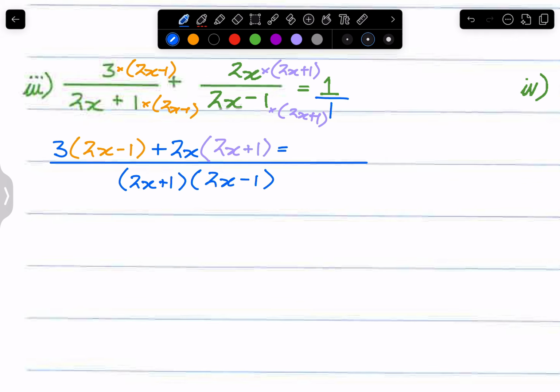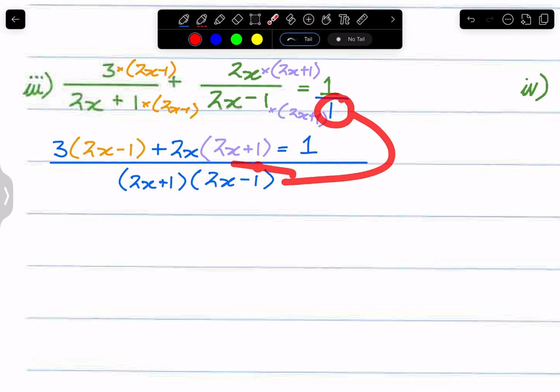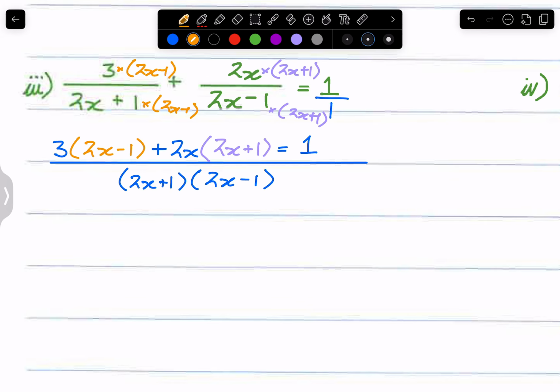We carry the equals. Now it's going to be 1 times, and notice how this number 1 on the denominator is missing both factors. So we're going to write both the factors up top. So it'll be 1 times 2x plus 1 times 2x minus 1.